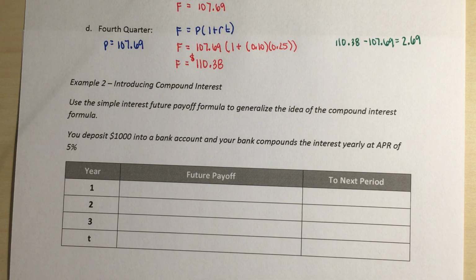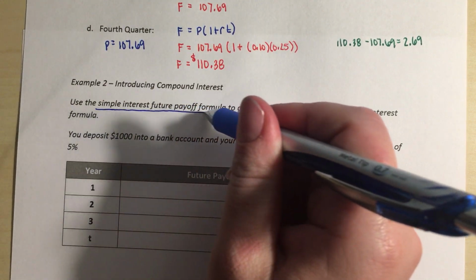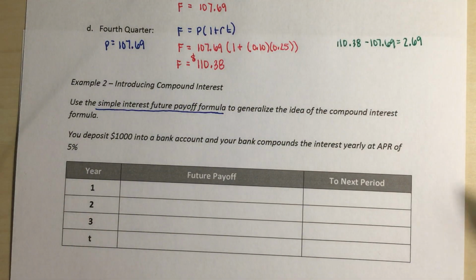In this example, we're going to generalize a formula for something along these lines. We're still going to use our simple interest future payoff formula, the same formula that we used in the last example. We're going to set this up pretty much exactly the same as our previous example. The only difference is we're not going to calculate this; we're going to leave it in mathematical notation.